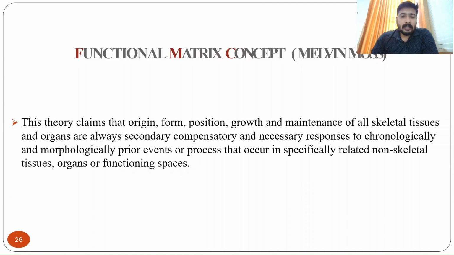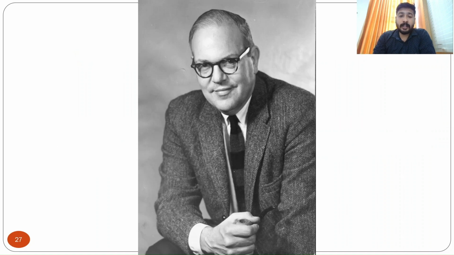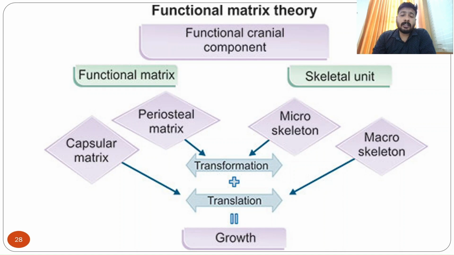Then we come to the functional matrix concept, which is the most accepted concept in orthodontics. That is given by Melvin Moss. What the functional matrix theory basically states is that form always follows function. That is, changes in soft tissue will cause change in the hard tissue. Functional matrix basically has two main components, the functional matrix and the skeletal unit. The functional matrix itself can be divided into periosteal and capsular, and the skeletal into micro and macroskeletal.